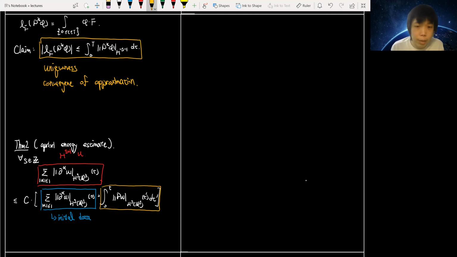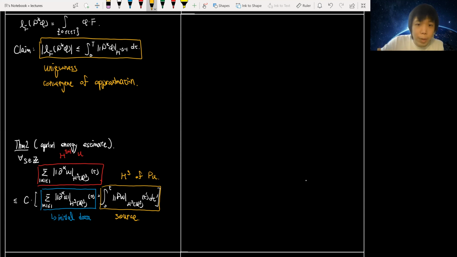And the next term is the contribution of the source. That's something depending on PU, and it is its HS norm. Okay, so this is what this a priori energy estimate says. To put it simply, once we know PU is in HS, we are going to know that U is in HS plus 1, provided the initial data is good enough.